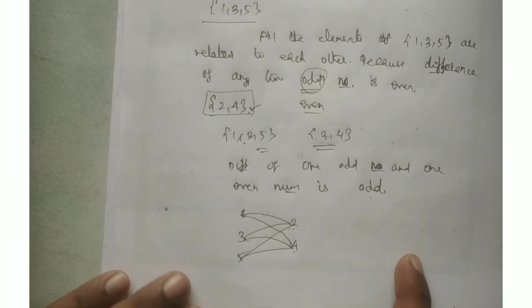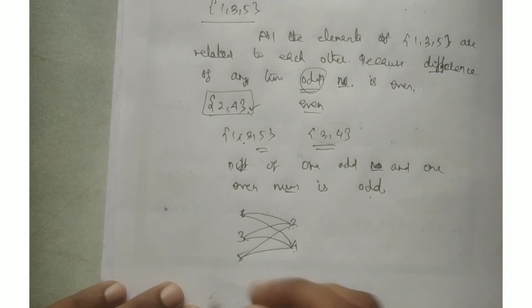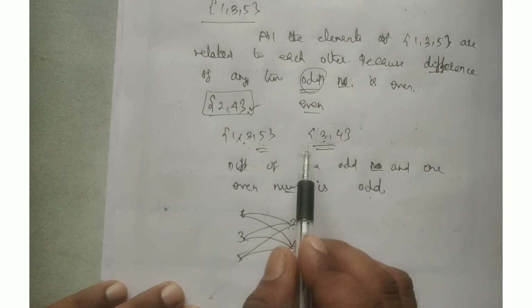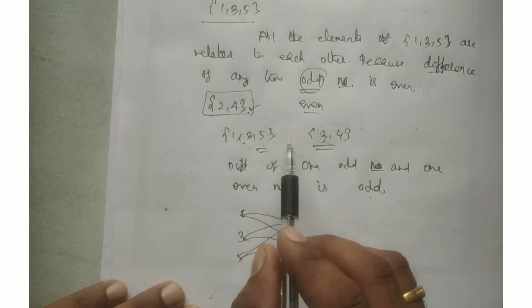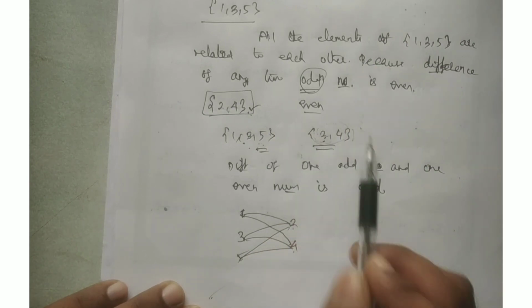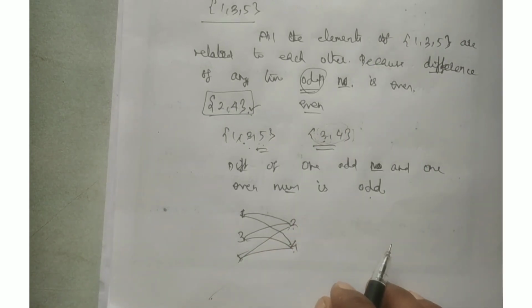So clearly we can say that these two sets are not related to each other. That is, no element of this set is related to any element of this set. Clear? Thank you. Next class we will see question number 9 and 11.